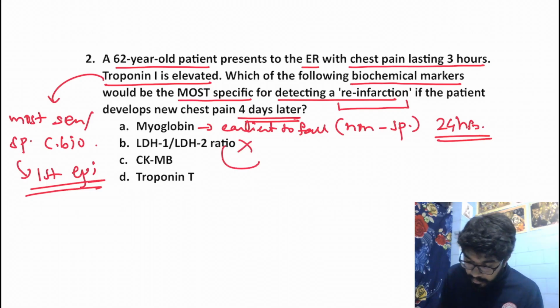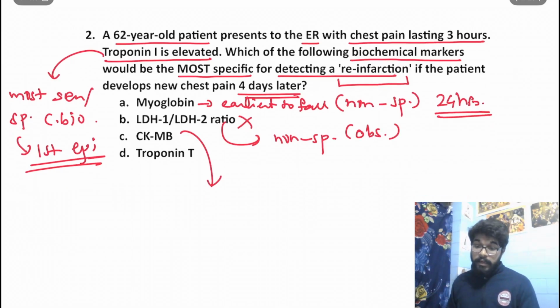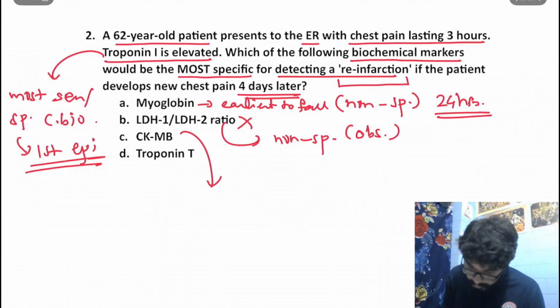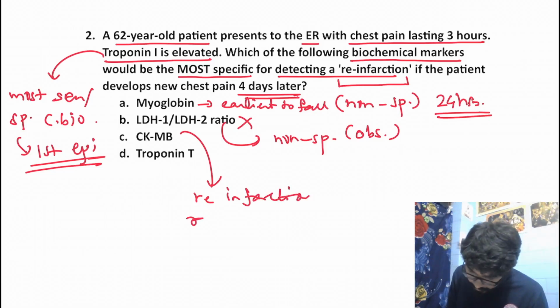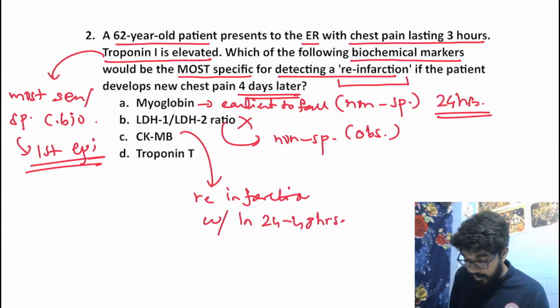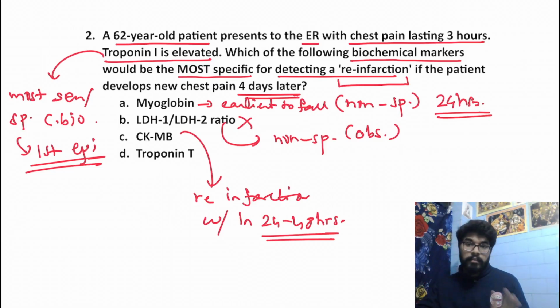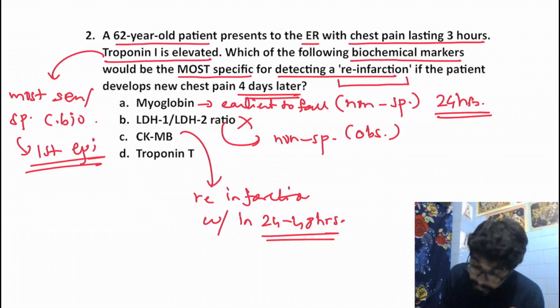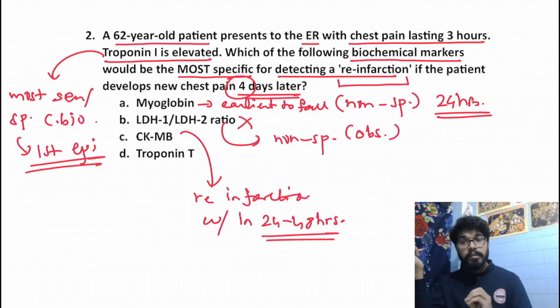LDH, again, it is non-specific and is obsolete. Right, then we have the CKMB. The CKMB is the perfect marker for reinfarction because it returns to normal within 24 to 48 hours. So it rises, then it falls within 24 to 48 hours. By 48 hours, it has reached its normal level. Now after 4 days, again there is a reinfarction, right? So it will increase again. So this will give us a good idea about reinfarction.